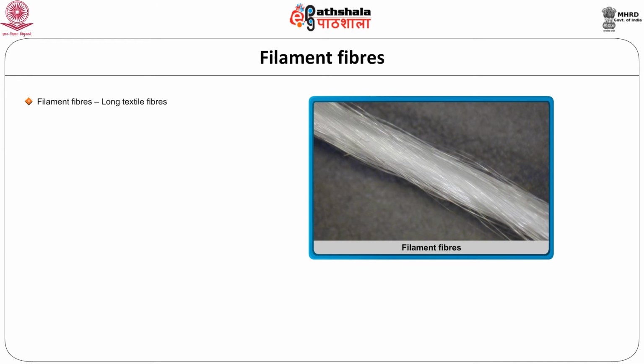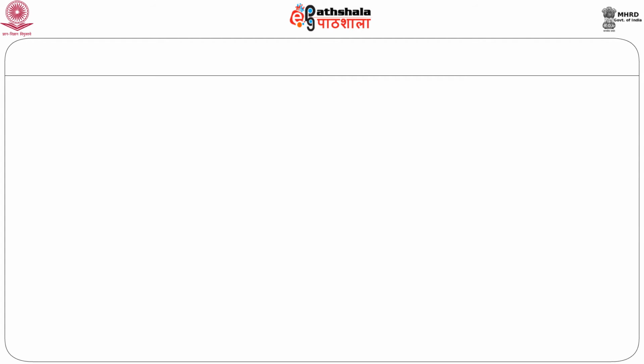Filament fibers. Long textile fibers are called filament fibers. Silk and artificial fibers are filament fibers. The artificial fibers are long, measured in meters, and have less variation because they are manufactured based on the end use. Now, we are going to learn the textile fiber properties.